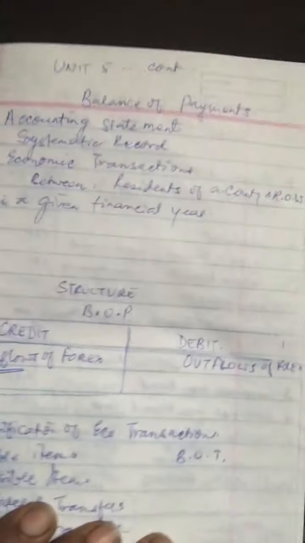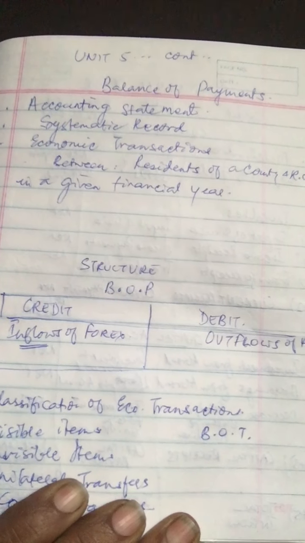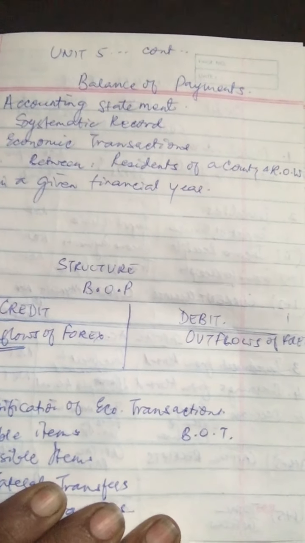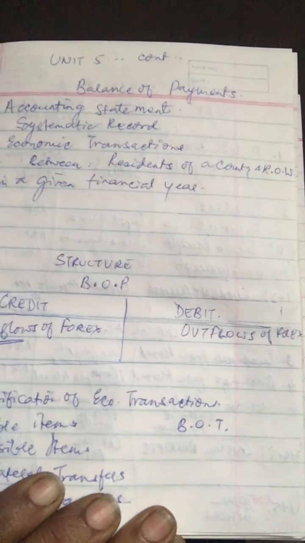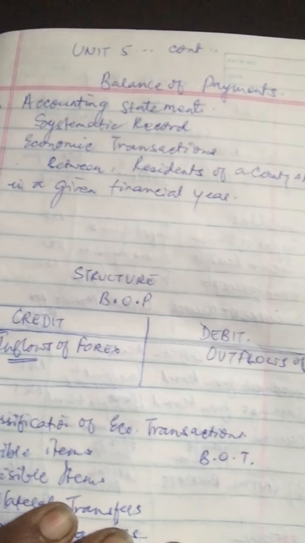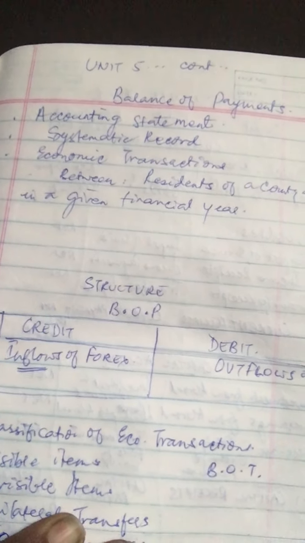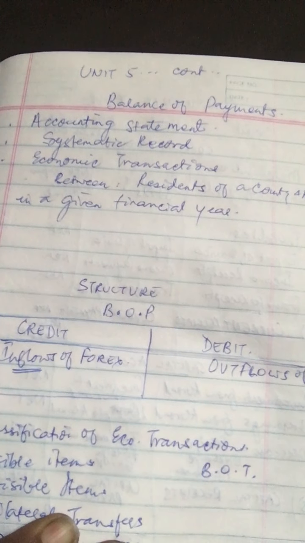So I'm just going to show you that, like any other business account, like we were talking about, like a typical business account, balance of payment account also has two sides, the credit side and the debit side. So you have the inflows of foreign exchange on the credit side and the outflows on the debit side. And then we have what is known as the classification of economic transactions in balance of payment.